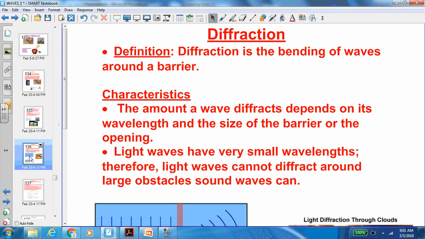The amount a wave diffracts is going to depend, of course, on its wavelength and the size of the barrier or the opening. Light waves, we've looked at light waves on the electromagnetic spectrum. That's the same thing as visible light. Their wavelengths are pretty small. They don't have a very large wavelength. So therefore, light waves are not going to diffract around large optical obstacles as much as sound waves can. That's why I'm going to hear the students coming before I actually see them, because the light waves are not diffracting as much as the sound waves are.